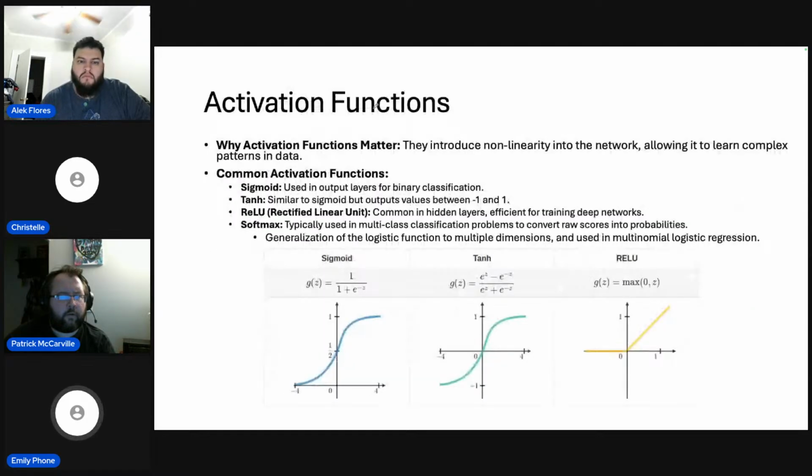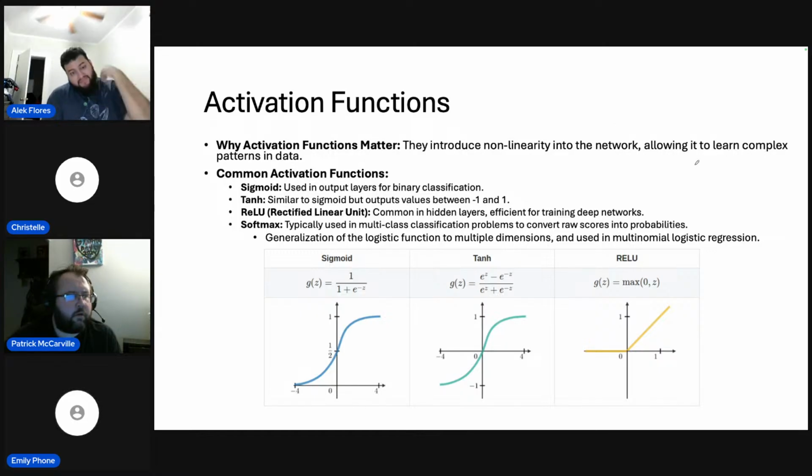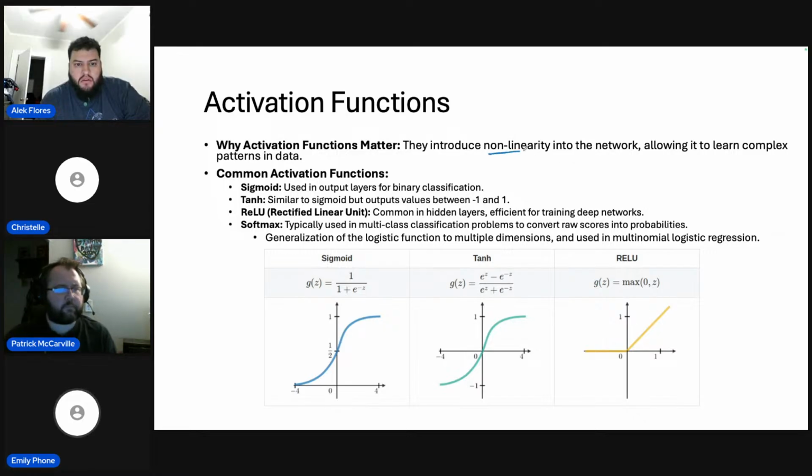Okay, when we come back, we're going to talk about activation functions and why they matter, how they allow neural networks to learn in a nonlinear way, and how they enable them to learn complex patterns. There are several different activation functions.